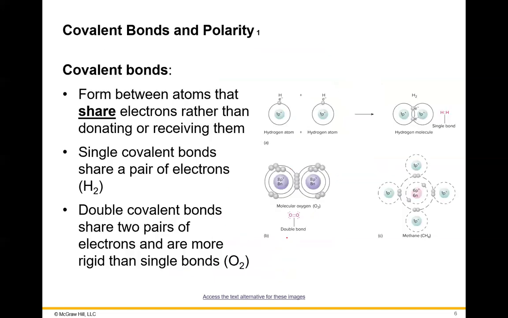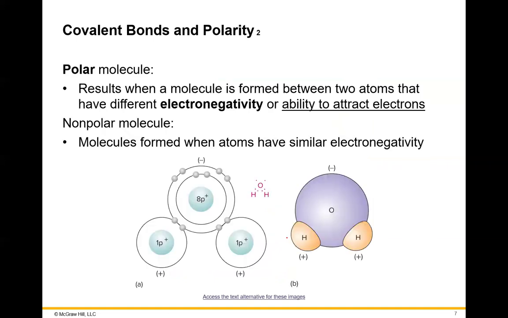And I think I have it on a slide. Let's see. Talk about the covalent bonds. We talked about sharing. Polar. Yeah, here we go. Okay, this is good.